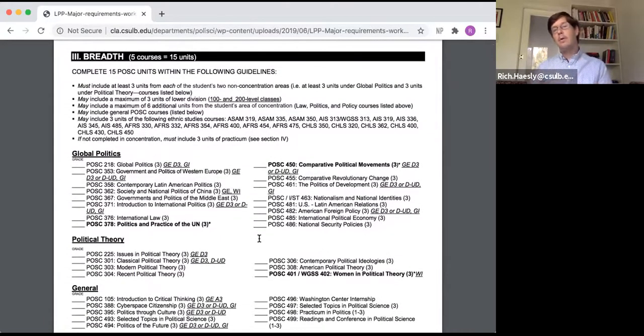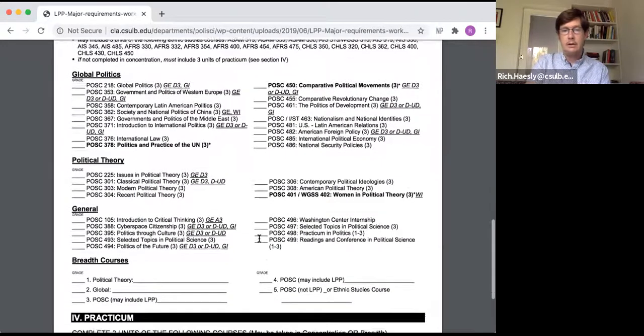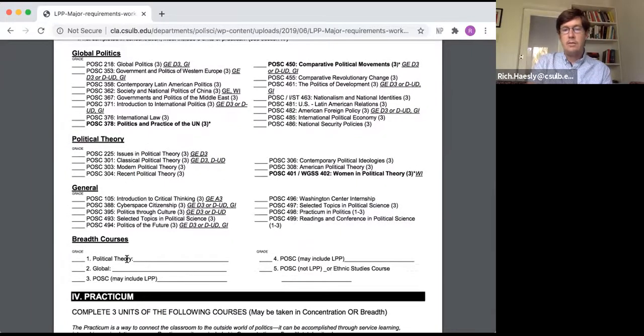And the breadth requirement is one that sounds a little more confusing, but mostly because we give you choice. What I want to do is try to make it as clear as possible. Looking at your breadth courses, you need to take at least 1 course in the other 2 concentrations you haven't selected. So if law, policy, and policy is your concentration, you must take at least 1 political theory course and at least 1 global politics course.